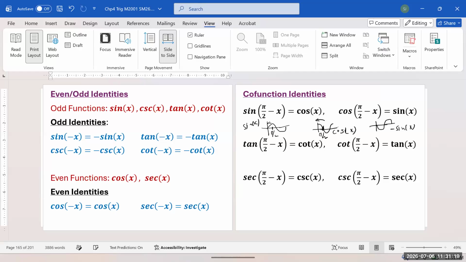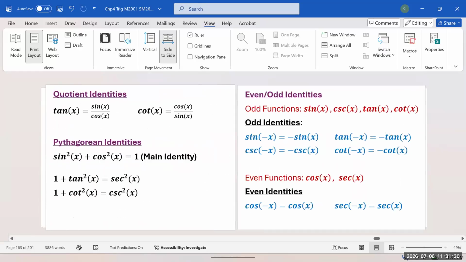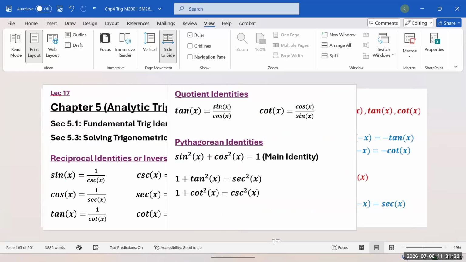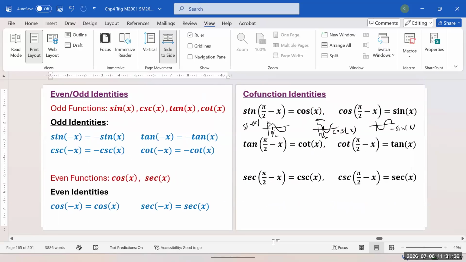Same thing, tangent and cotangent. But I don't know the shape for cotangent. It's probably the same as tangent. Okay, so in this class, that's all the identities you have to know. And we use them to simplify trigonometric expressions, also to solve trigonometric equations.